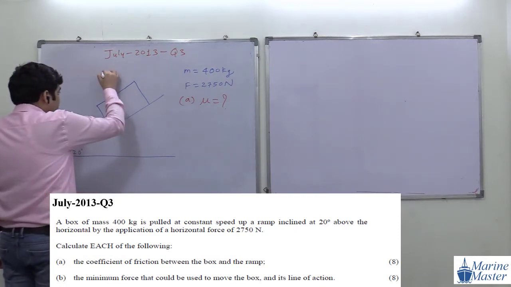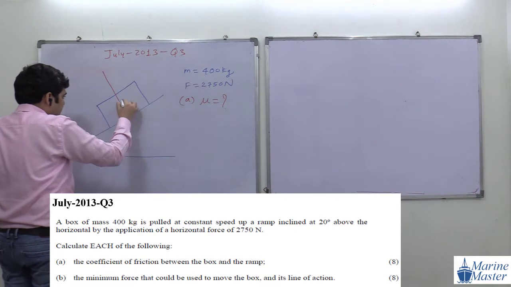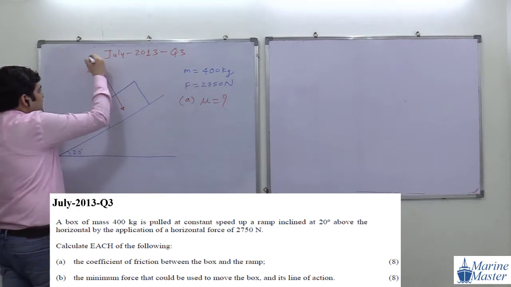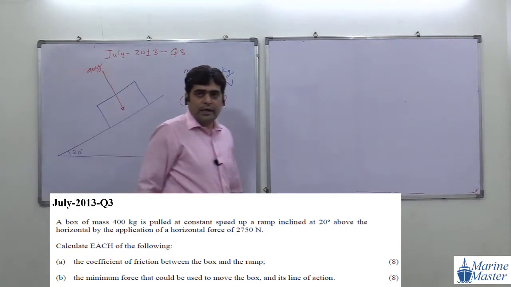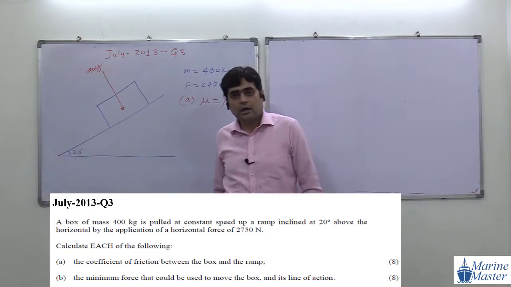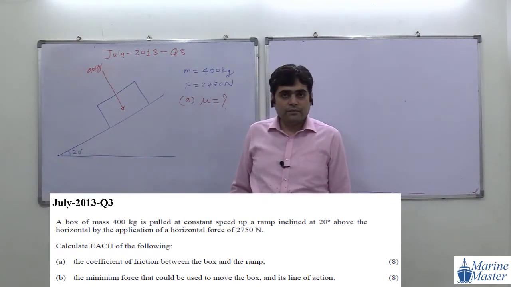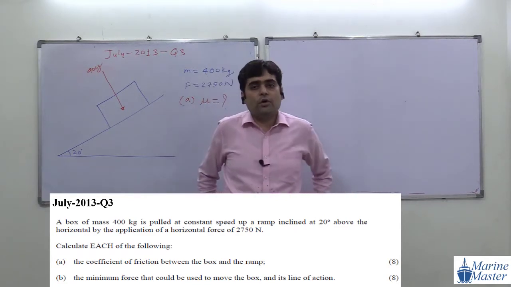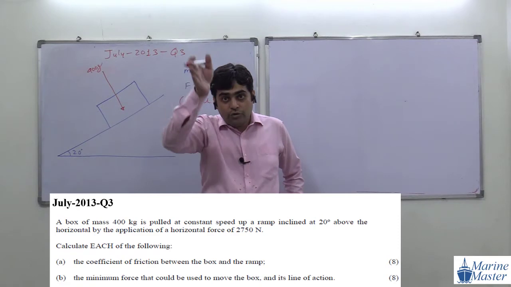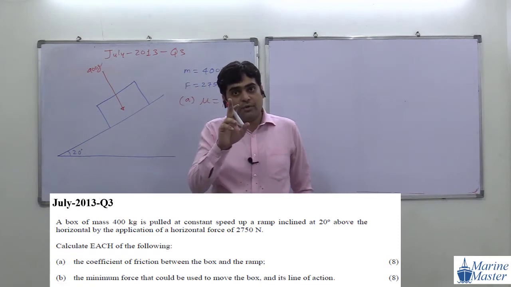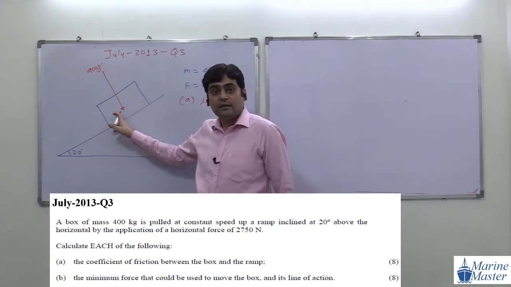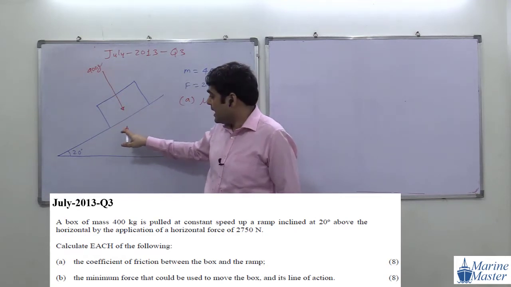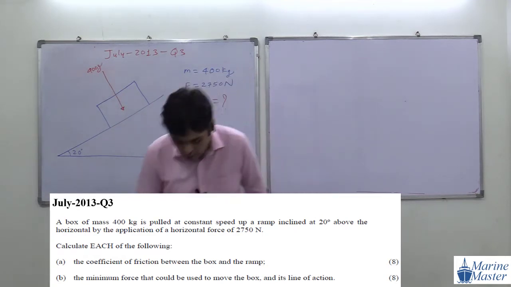Sometimes people may denote weight like this. Is it correct or wrong? Wrong. Why wrong? How to denote weight? Weight must be vertically downward. You got the meaning of vertically? It is not perpendicular to the plane, because the plane here is inclined. So how to denote the weight?